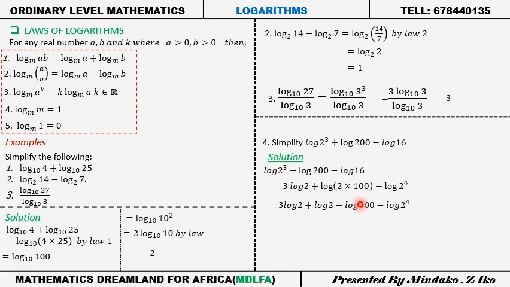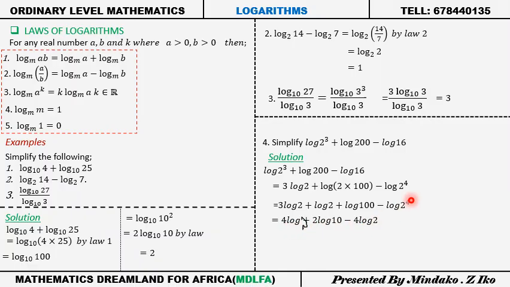Now this log of 100, I can actually write as log 10 to the power 2, so that the 2 will multiply with the log. At the end of the day, we have 4 log 2 here. Sorry, it was supposed to be 2 there. Let me correct it. So it was supposed to be 4 log 2 plus 2 log 10 minus 4 log 2.